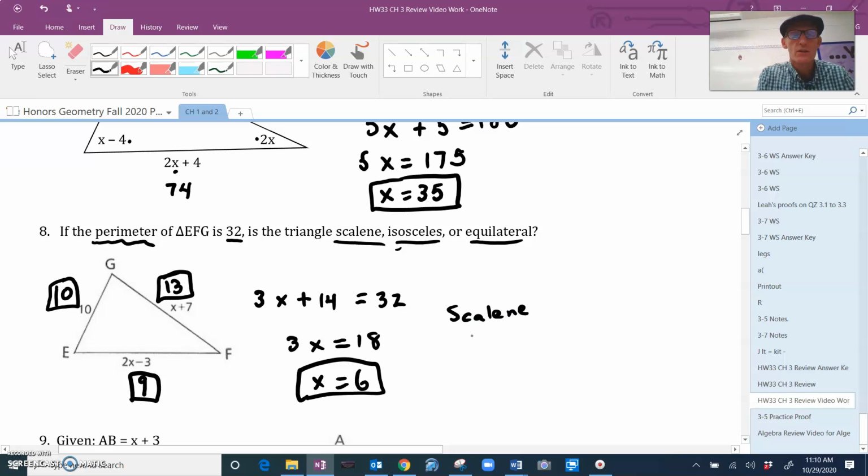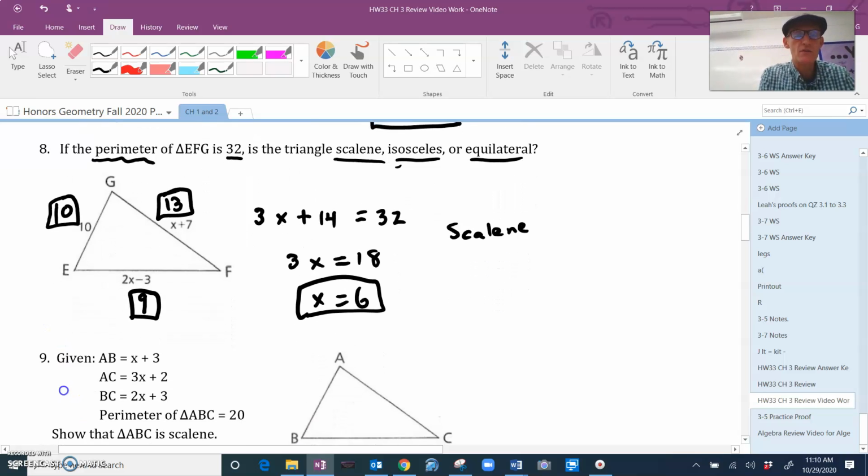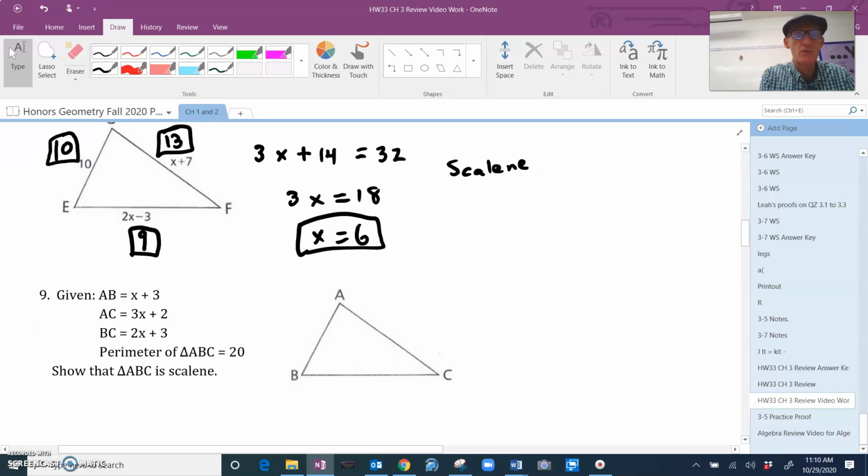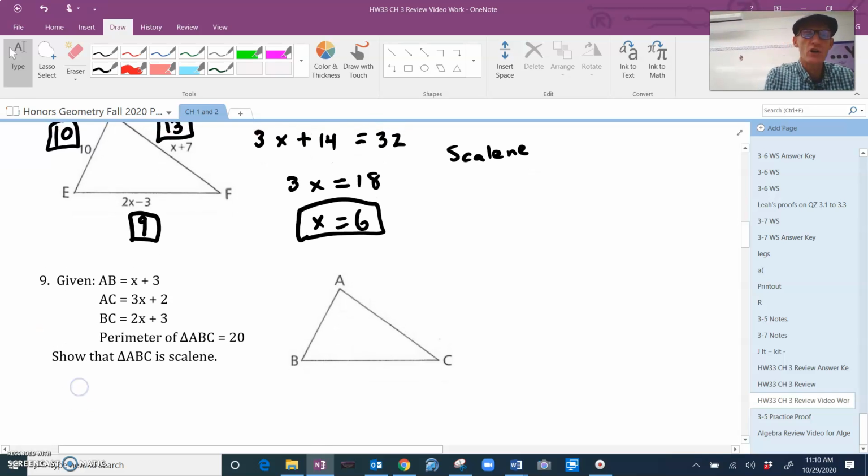Okay? The next problem is another problem where we have to use algebra. So we have to show it's scalene. There's a lot of scalene going on here. We have to show this problem is scalene. So we do x plus 3 is AB, 3x plus 2 is AC, and 2x plus 3 is BC. So we know that the perimeter is 20.